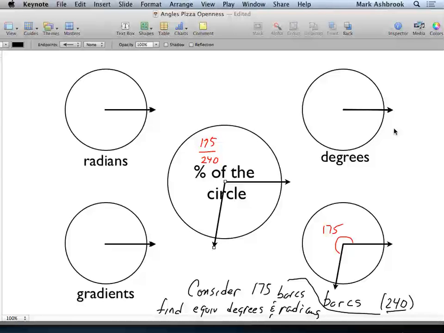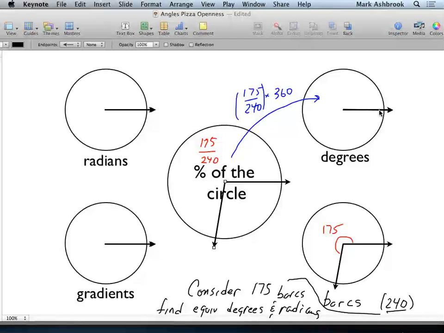Okay, and what effect does that have? So you want to take that and multiply it by 360, and what effect does that have? What is that doing? So you want to take that 175 over 240. Right. Yeah, so we want the same fraction of 360 that 175 is of 240. So we take that fraction, that percent of 360, and we'll get the equivalent number of degrees.